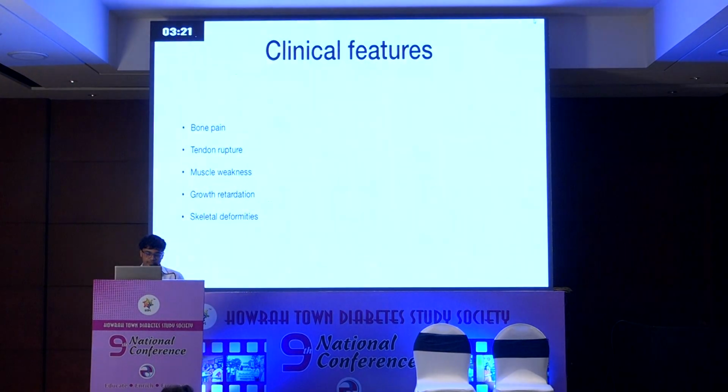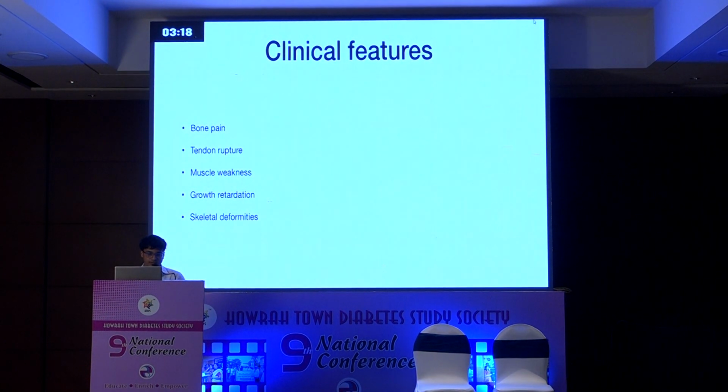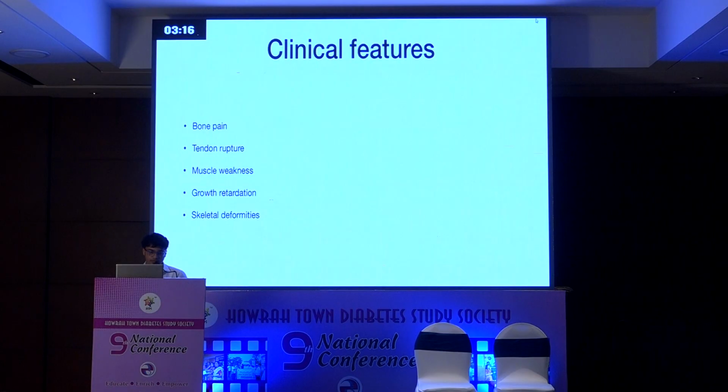Clinical features of renal osteodystrophy: there will be bone pain, there may be tendon rupture, muscle weakness, growth retardation, and skeletal deformities.